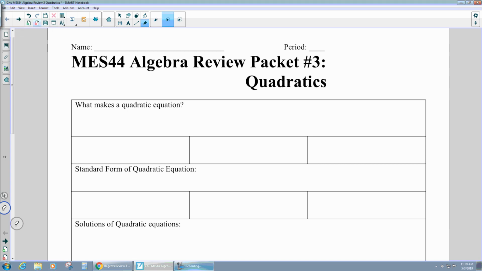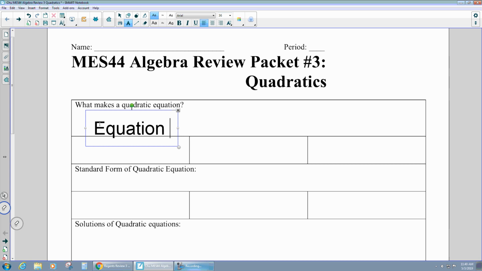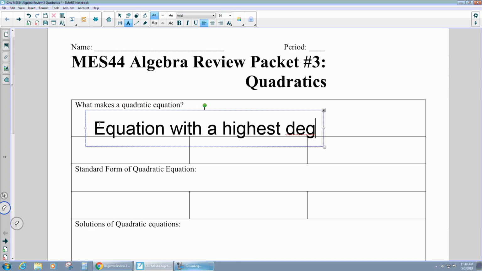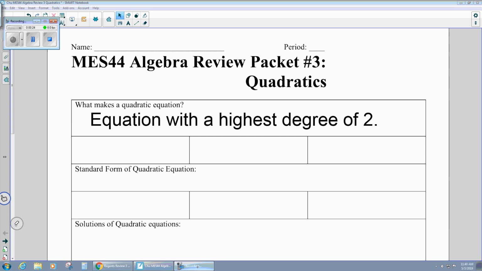For our third video, we're going to be reviewing quadratics and quadratic equations. So let's fill out these notes. What makes a quadratic equation? The first thing we talk about when we talk about quadratic equations is that they have to have an exponent. So a quadratic equation is an equation with a highest degree of 2. Okay, meaning I can't have an exponent more than 2.